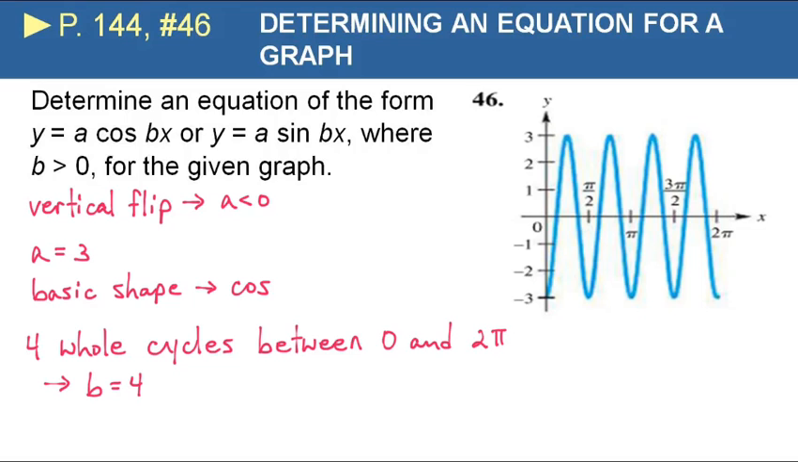And so now they tell you right here how to put it together. A is 3, well it's really negative 3. A is negative 3 and then cosine of 4x. So y equals negative 3 cosine 4x.